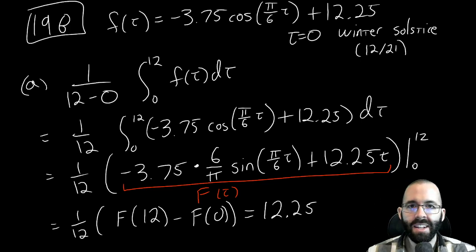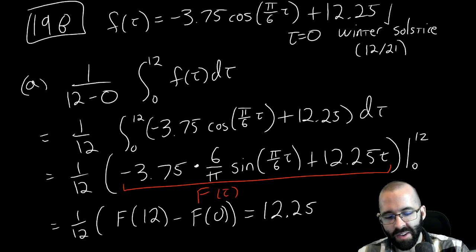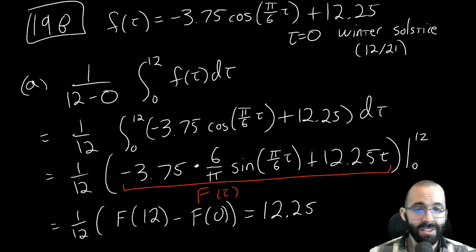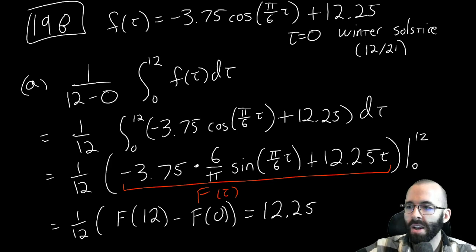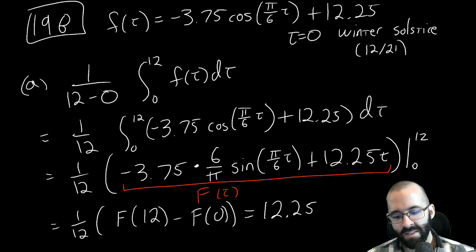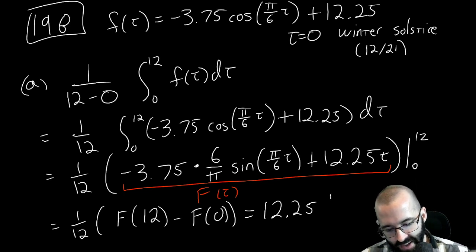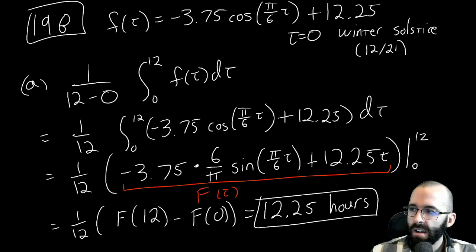We should have expected the answer to be about 12. Now, this isn't a perfect model, but yes, on average, there's 12 hours of daylight. You live on the equator, 12 hours of daylight. Live off the equator, it'll average out. And this isn't a perfect model, but that's how we use it. There it is. That's part A.